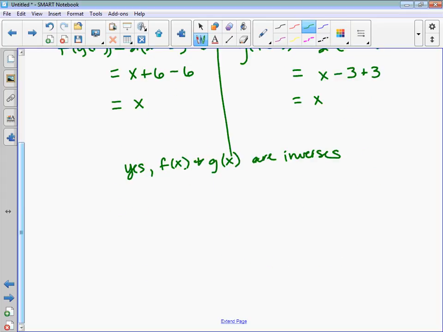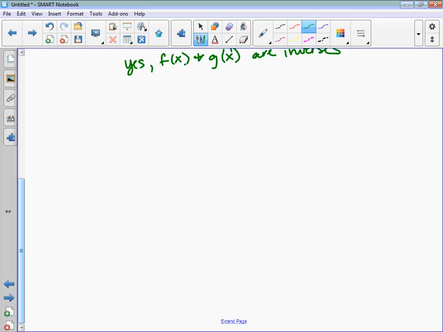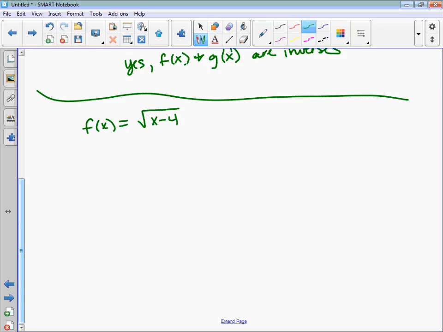All right, let's try another one. You guys do this one. So we've got f of x is the square root of x minus 4. G of x is x squared minus 4. Okay, so I'm going to give you a second to do those. See what you think.